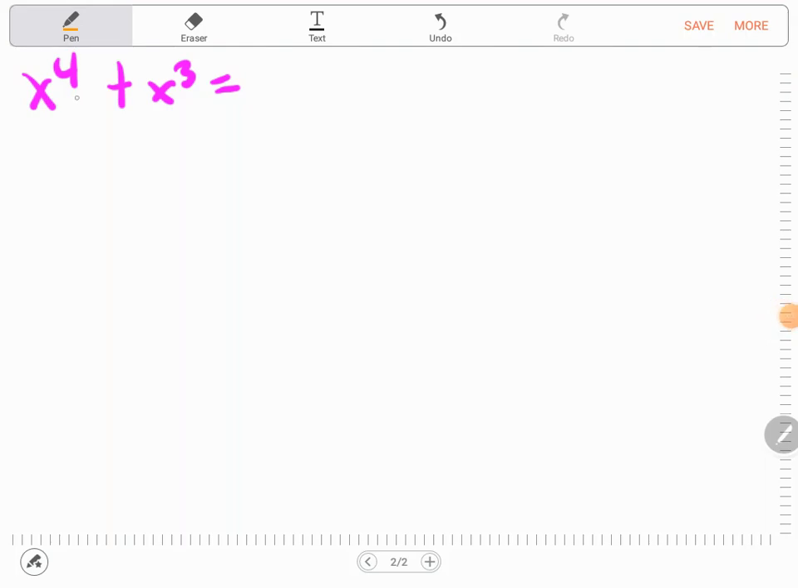In this video we are given an expression, x power 4 plus x cubed. We have to simplify the expression.